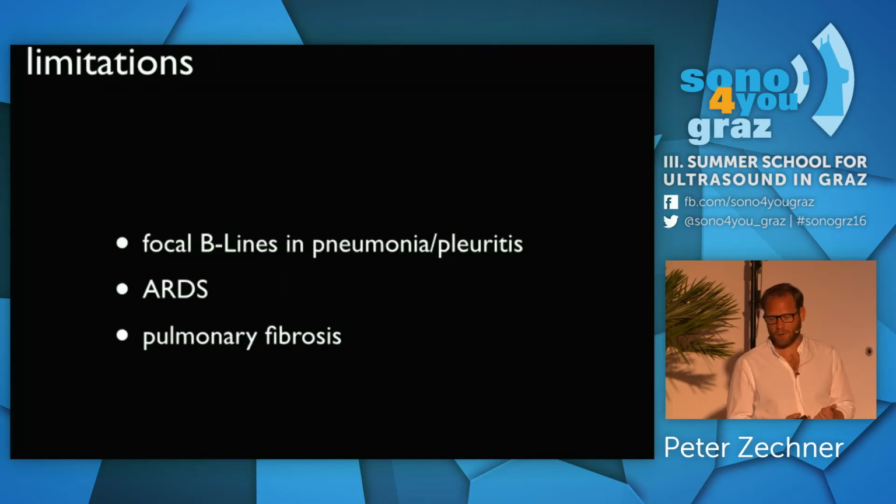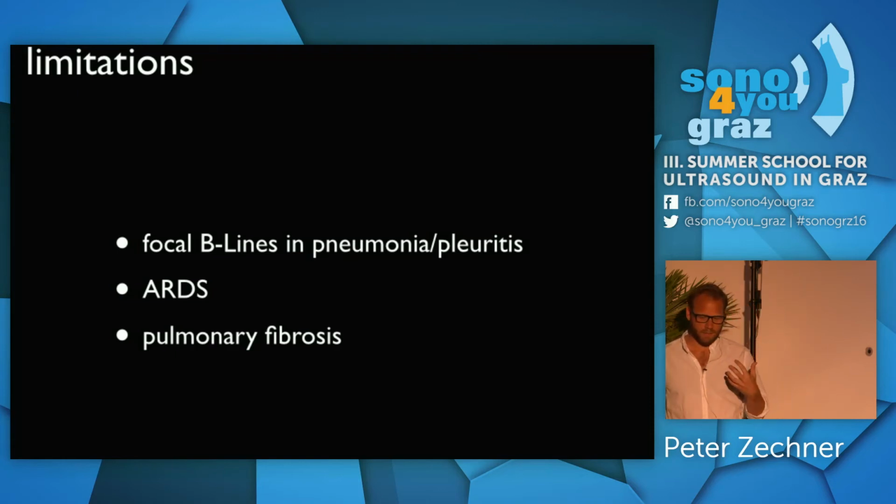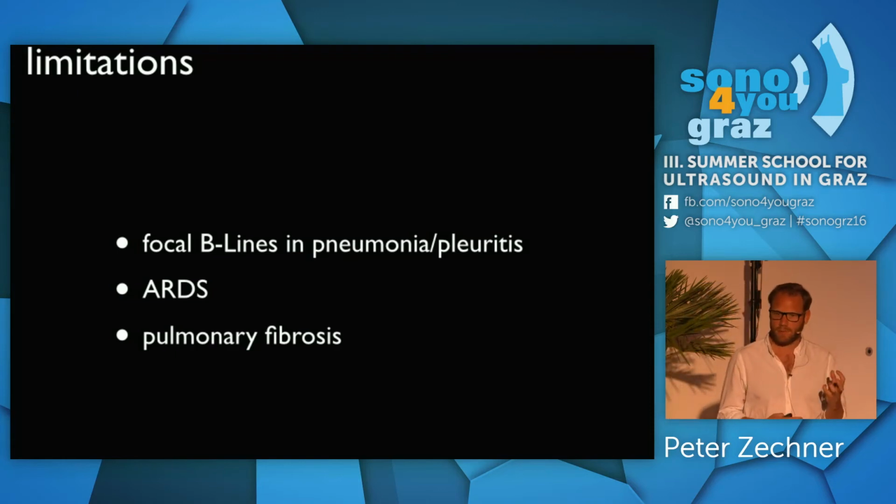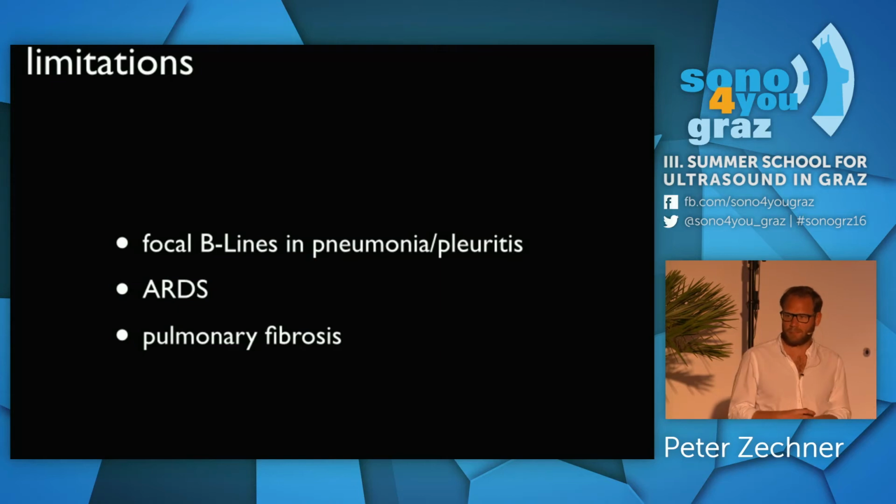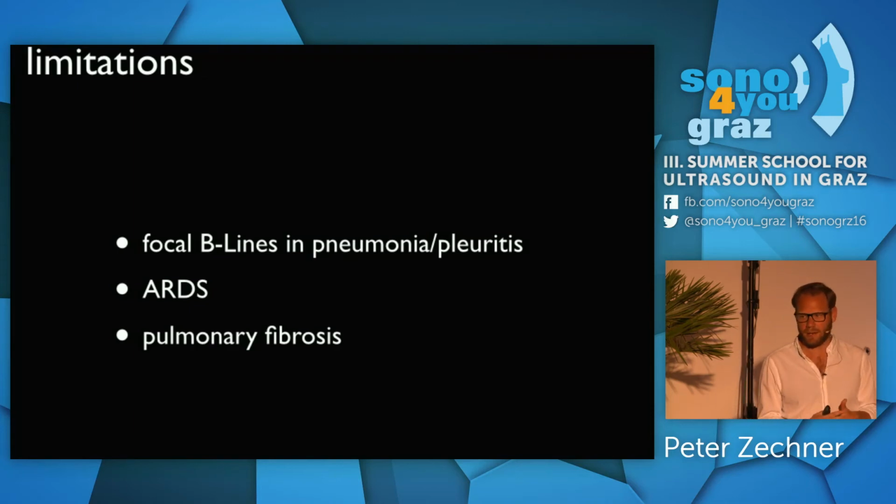What are the limitations? Of course, there are limitations. We can find some focal B-line patterns in patients with inflammation of the lung, for example, in pneumonia or pleuritis, but we do not find multiple diffuse disseminated B lines on the entire chest wall. In these patients, for example, we can find one area on the left side apically with a lot of B lines, but the basis is free of B lines. In this case, we can exclude pulmonary edema because pulmonary edema always starts from the basis and goes up to the apex, for example. And if only one region is positive, this is not pulmonary edema.